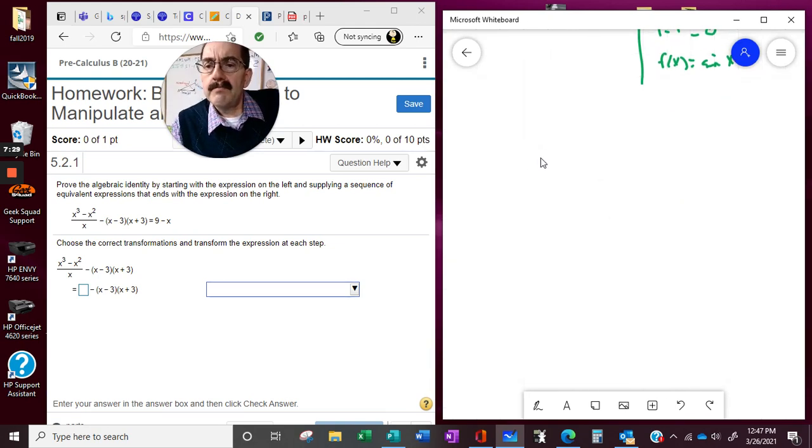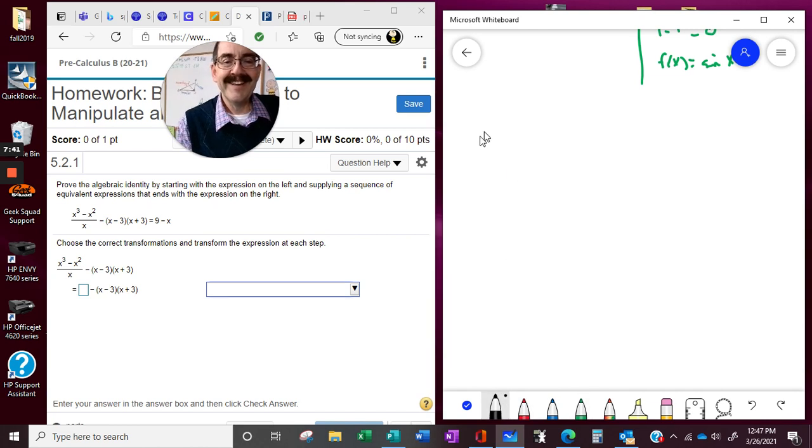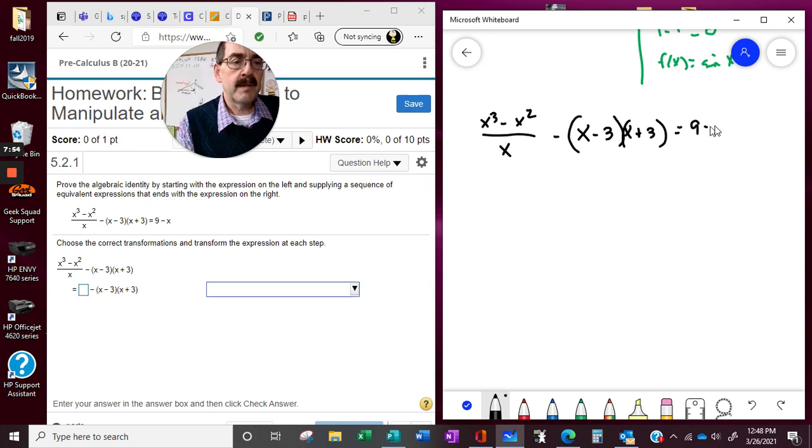Okay, prove the algebraic identity by starting with the expression on the left and supplying a sequence of equivalent expressions that ends with the expression on the right. Wow, this sounds long. Okay. (x³ − x²)/(x − 1) − (x − 3)(x + 3) equals 9 − x. All right, step 1.